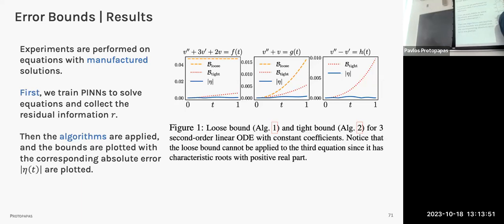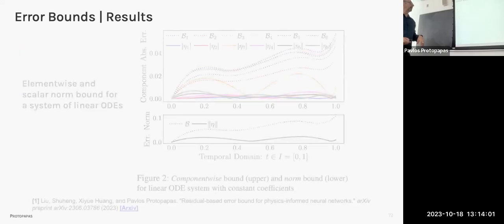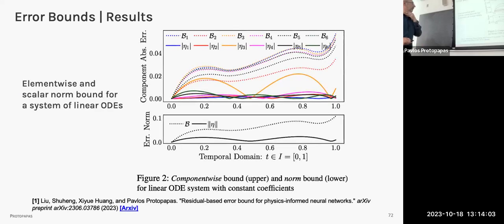This is another equation. This is the true error. This is the tight bound, and there is no loose one here because it has no zero thing. It's an exponential. Then we tried with a system of these. Again, this is the true error, and this is my tight bound. Not bad, right?